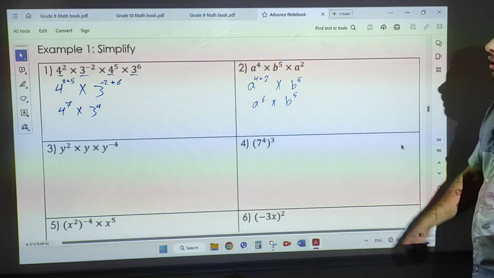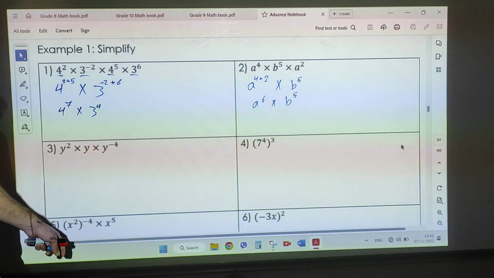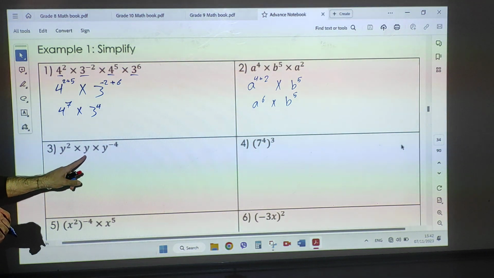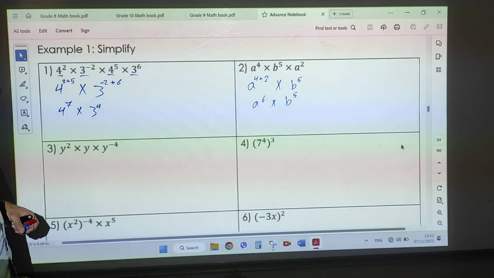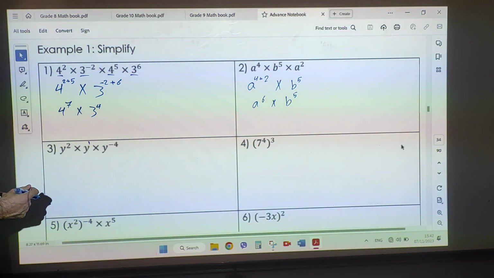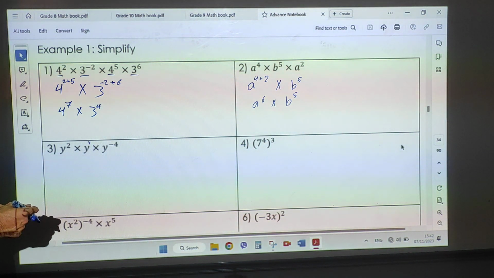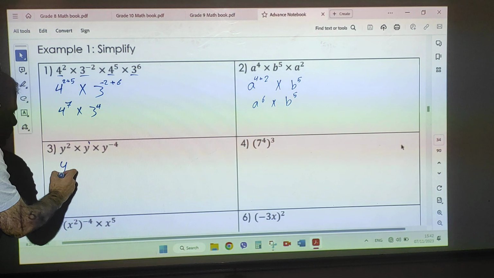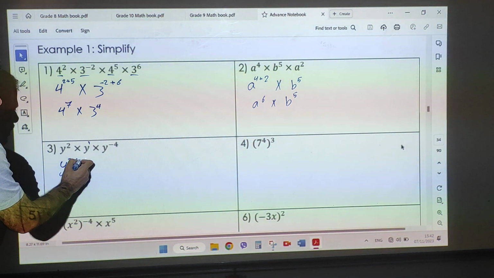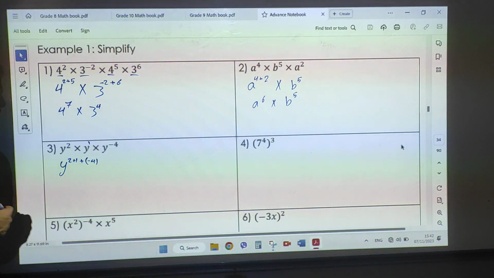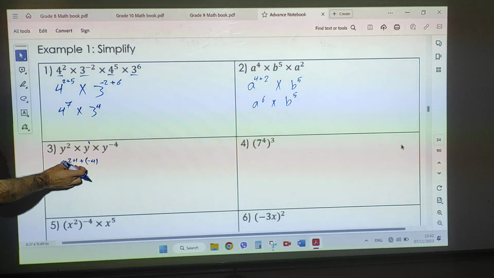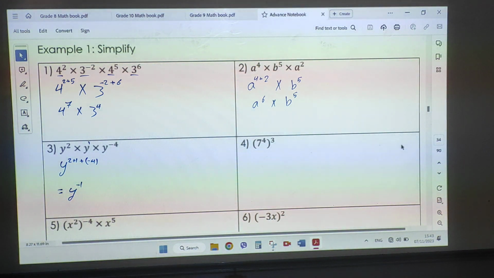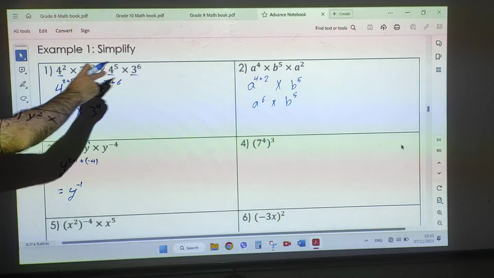That's it. For the next one, you see it's y power 2, y power negative 4. Y power 2. But this y has no power on it. Whenever there is no power, you must know that it's power 1. When the power is not written, it means it's power 1. So it's y power 2, y power 1, y power negative 4. It means y power 2 plus 1 plus negative 4. 2 plus 1 is 3. 3 plus negative 4 would be y power negative 1. That's it, if you have multiplication between them.